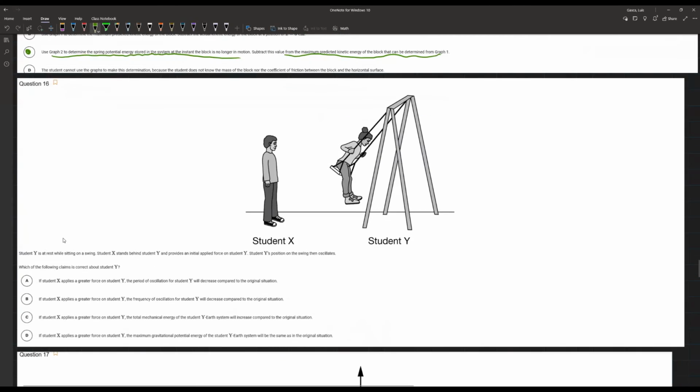Let's go to 16. Student Y is at rest while sitting on a swing. Student X stands behind student Y and provides an initial applied force to student Y. Student Y's position on the swing then oscillates. Which of the following claims is correct about student Y?